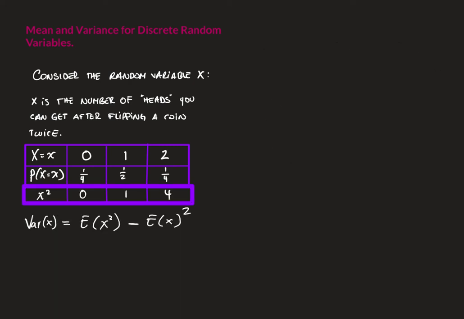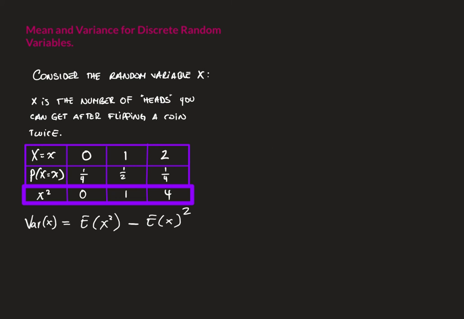Now I have modified the table to include the square values of x, and we cleaned it up so that we can have more space. So to find the variance for the random variable x, which is the number of heads after flipping the coin twice, what we have to do is to calculate the expected value for the x square values. And we're going to do that in a similar way that we did the expected value for x.